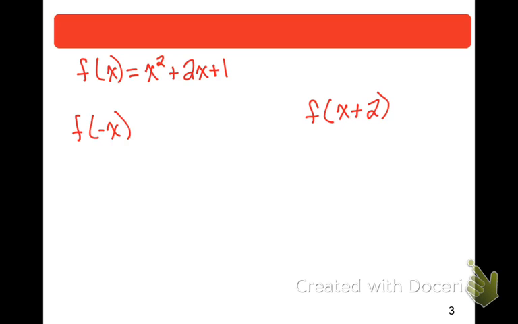So you are plugging negative x in for x squared plus 2x plus 1. And then the second thing that you're going to do is you're going to take x plus 2 and plug that in everywhere that you have an x. And I'm going to give you 3 minutes. You may not finish both of them in 3 minutes, but that's okay. 3 minutes.